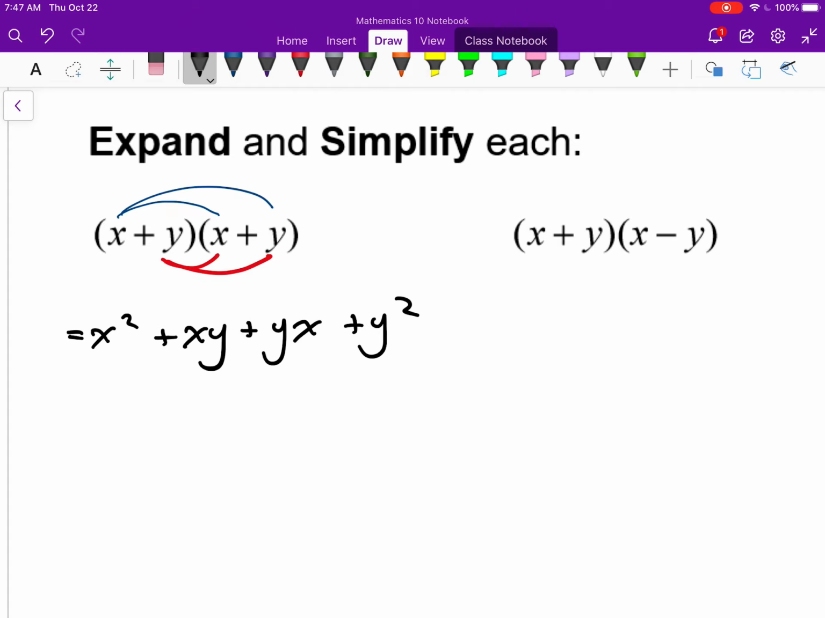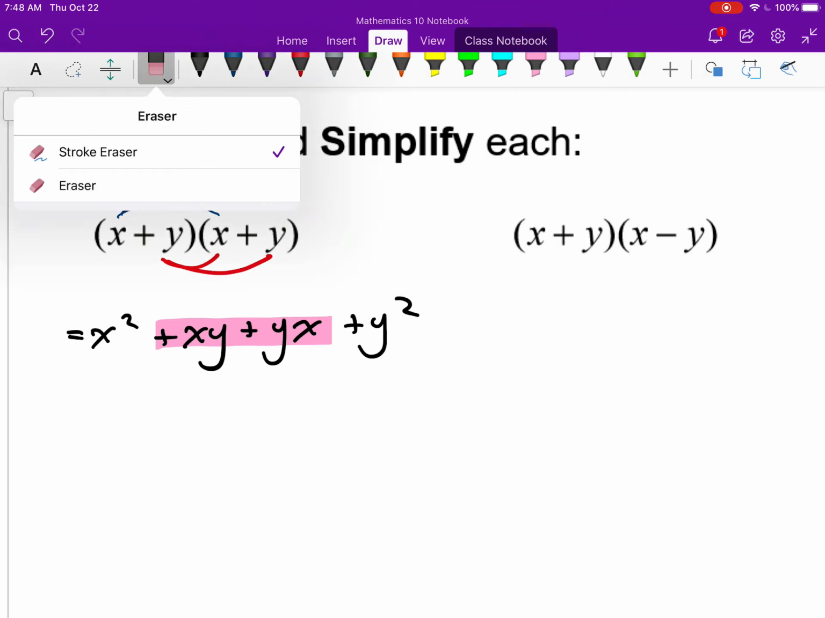Everything's positive. Now the only reason I'm going to change one of these terms is because it may not be obvious right now that these two are like terms. xy and yx are like terms. They're both just an x and a y times each other and nothing else. So that's easy to miss. And so I'm always going to recommend when you're multiplying variables to be consistent and put your variables in alphabetical order. It's for your sake, so you don't miss the fact that these two are like terms.